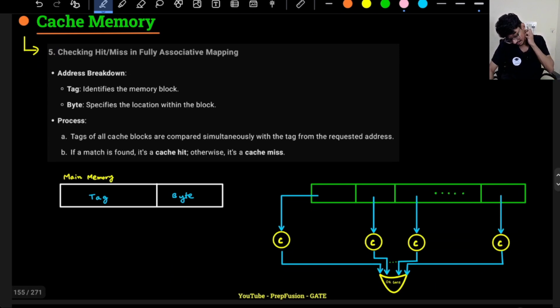Now let's understand the fully associative case. If it's a fully associative case, there is no tag selection. I don't need to select the section. So there is no need of a mux. I directly need comparators. As there is no selection, there is no need to select a section.